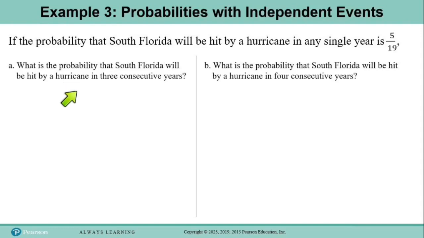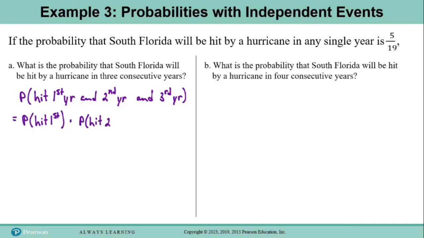So let's state part A in terms of "and." If we're looking for the probability that they'll be hit by a hurricane in 3 consecutive years, then we're looking for the probability that they'll be hit the first year and the second year and the third year. And since these are independent events, we can replace the "ands" with multiplication. So we'll be finding the probability that they're hit the first year times the probability that they're hit the second year times the probability that they're hit the third year.